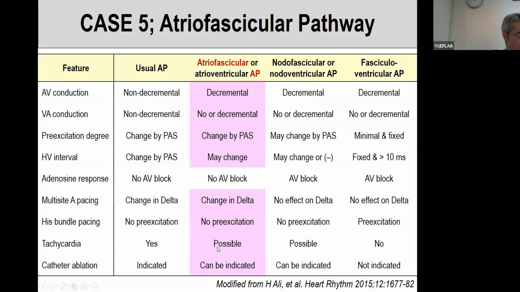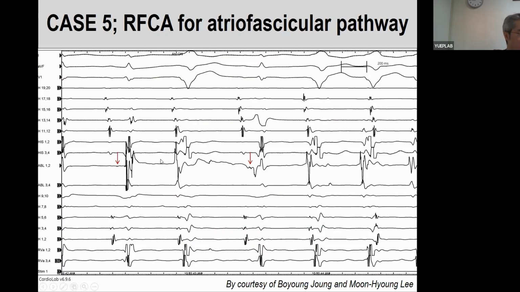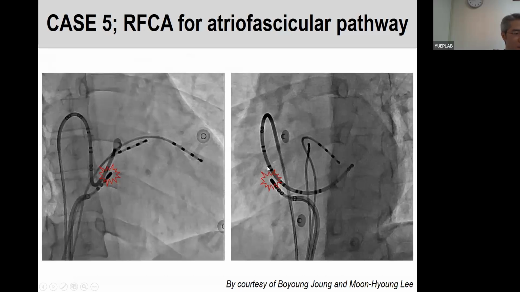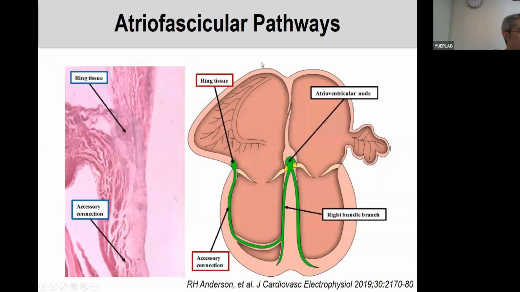Antidromic tachycardia was induced, so we ablate this pathway. This is the accessory pathway potential here. Here we ablate at this point. We successfully ablated this accessory pathway. This is an atrioventricular pathway. The proximal insertion site is ring tissue, a node-like structure. That's why this accessory pathway has decremental properties.